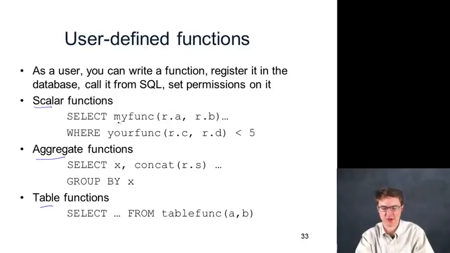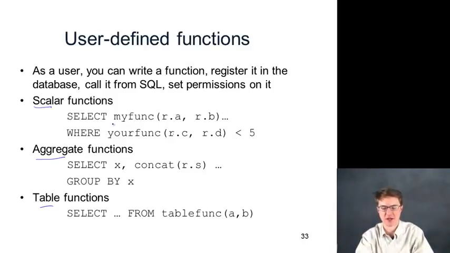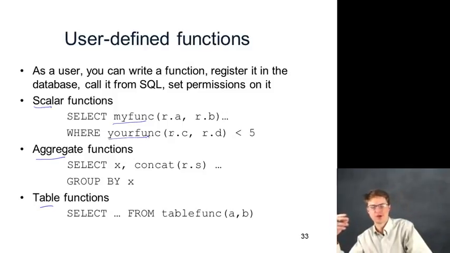So a scalar function will appear pretty much anywhere any expression can appear. If you can add two attributes together, or subtract them, or do any kind of arithmetic, you can apply a function. So this can appear in the select clause, or in the where clause, or can appear in a join condition. It can appear sort of anywhere an attribute can appear.